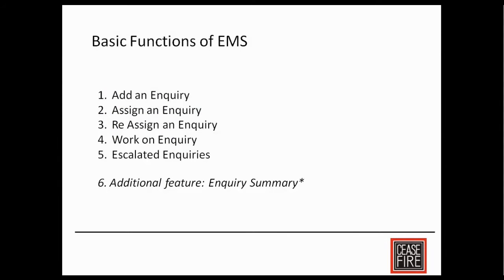Now I will explain to you the 5 basic functions of EMS. What are the 5 discrete things that EMS allows us to do? Now these are basically the 5 tabs where we can add an inquiry, we can assign an inquiry, we can reassign an inquiry, we can work on a particular inquiry, we can see all the inquiries that have got escalated to our higher ups, and then there is an added feature where we can see all our inquiries in a summarized manner.